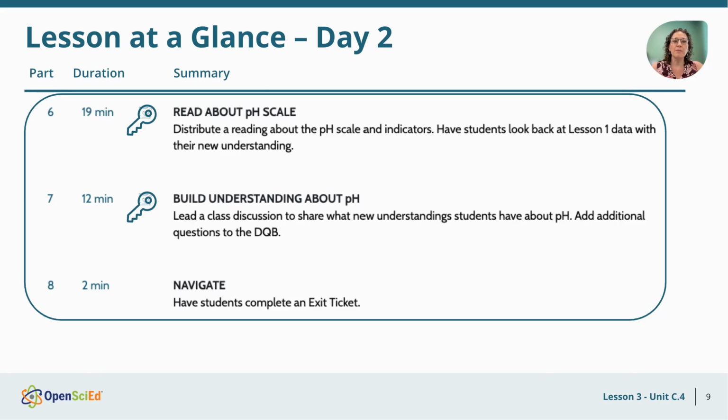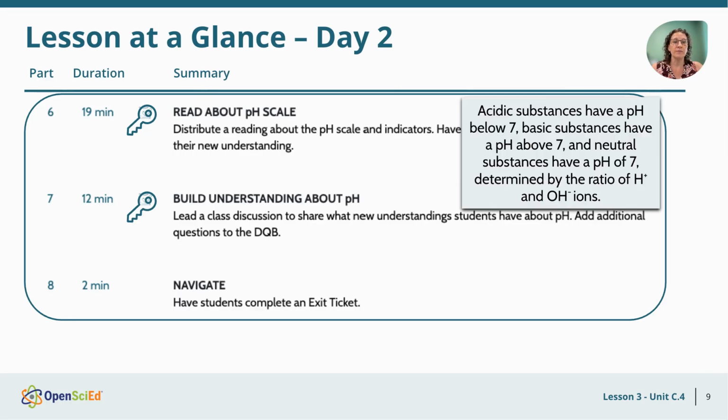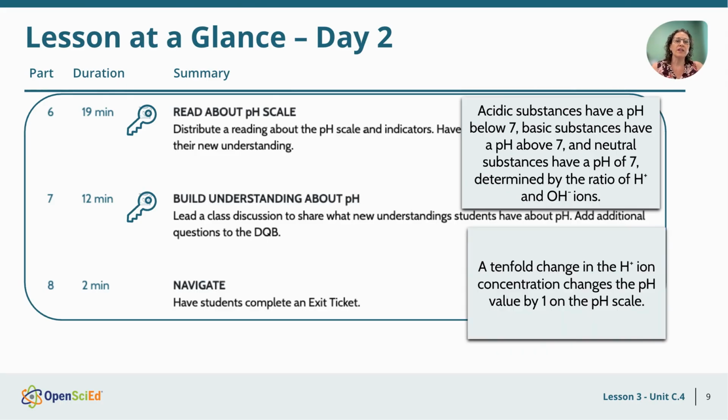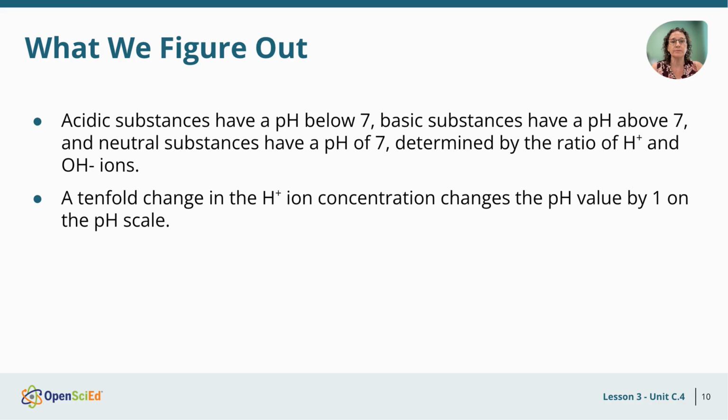In the second loop, we read about the pH scale and indicators, and then we have a building understandings discussion to clarify our new understandings about pH. We figure out acidic substances have a pH below 7. Basic substances have a pH above 7, and neutral substances have a pH of 7. That's determined by the ratio of hydrogen ions and hydroxide ions. We also figure out that a 10-fold change in the hydrogen ion concentration changes the pH value by 1 on the pH scale. We wonder, what is it about the substance that determines whether it forms an acid or a base when it's added to water?